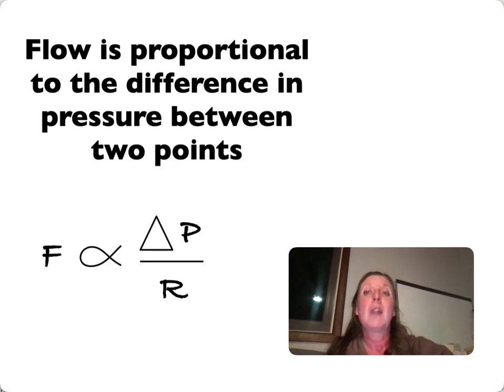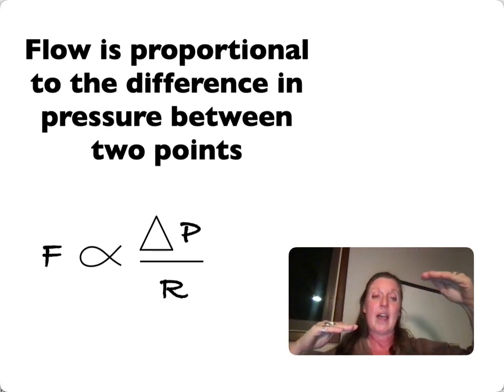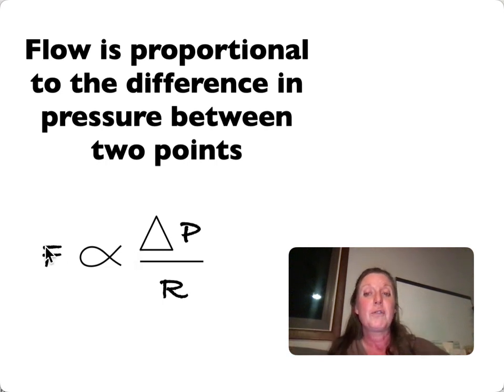Okay, so flow is proportional to the difference in pressure between 2 points. That's what this top part of the equation is saying. F is flow. This thing that looks like a fish means "is proportional to." And proportional just means that if this goes up, the thing it's proportional to goes up as well. If this goes down, the thing it's proportional to goes down as well. So flow is proportional to pressure.